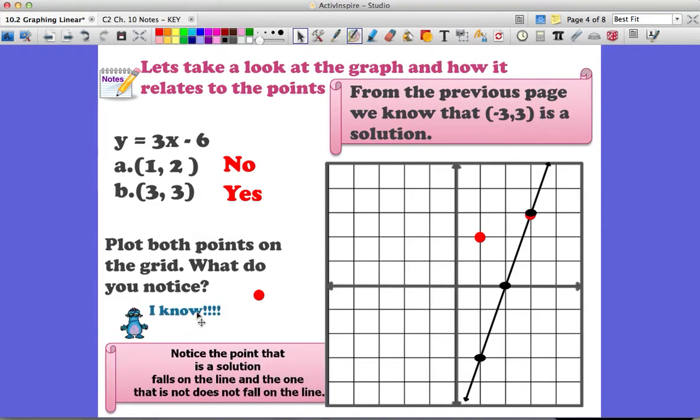So notice that the point that is a solution falls on the line, and the one that is not a solution does not fall on the line. This is how you can tell if they give you a graph and not the equation. This is how you can tell if this ordered pair gives you a solution or not. So you have two options. You can use the ordered pair in the equation, or you can use the ordered pair in the graph. It all depends on what they give you.